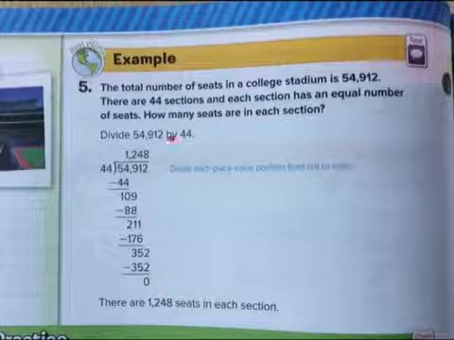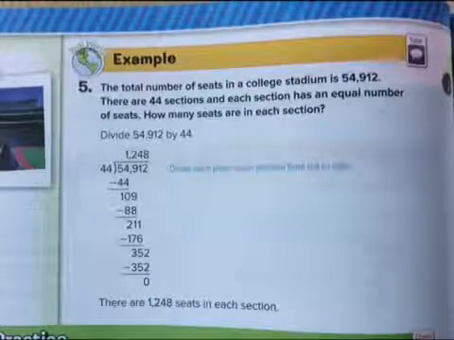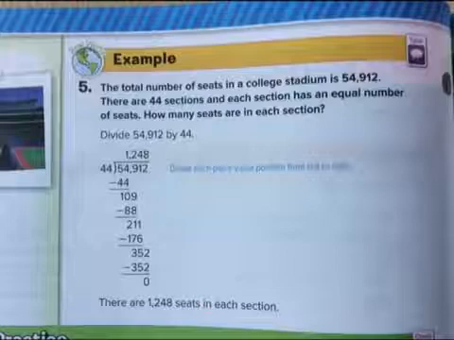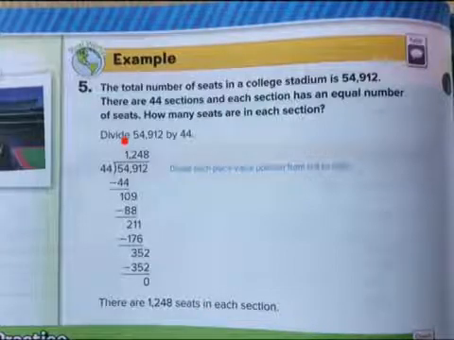When you see that, please take a look at this and see how they worked it out. There are 1,248 seats in each section. So it's a simple division problem.